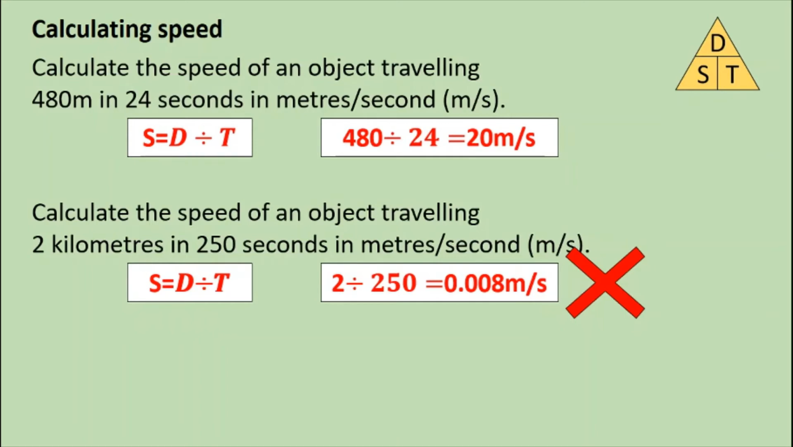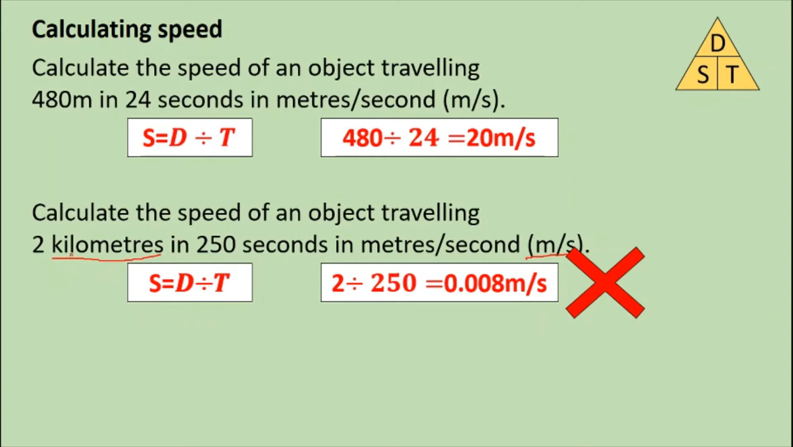In fact, the problem is our units aren't consistent. So if we look, the question wanted the answer in meters per second, but our information we were given was in kilometers. Our units are inconsistent, which is why we've got a wrong answer. Before we do our calculation, what we need to check is that the answer, in this case meters per second, is consistent with our units.